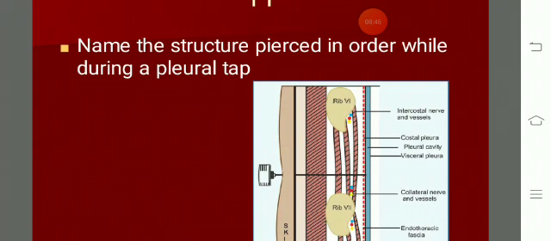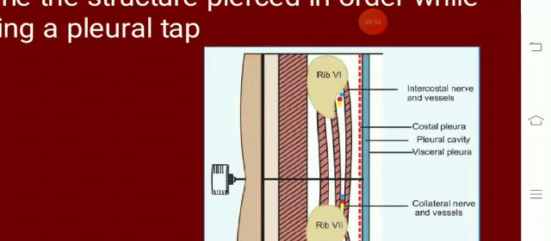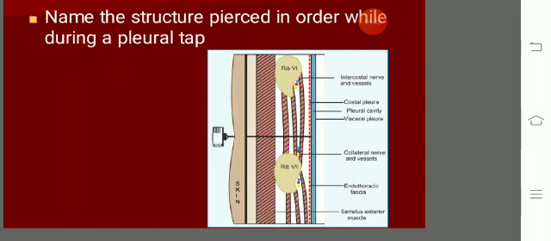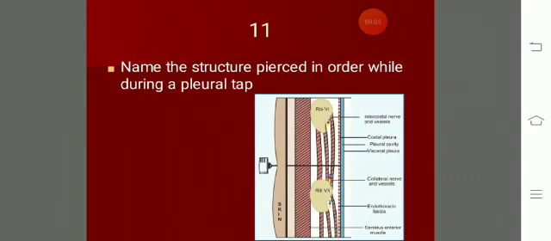Then it reaches the intercostal space where the 3 intercostal muscles, external, internal and innermost intercostal muscles will be pierced. Then still inner to that you are seeing a fascia. That is what is termed as the endothoracic fascia. Then you pierce the endothoracic fascia, then the parietal pleura, and then your needle will reach the pleural cavity for a pleural tap.